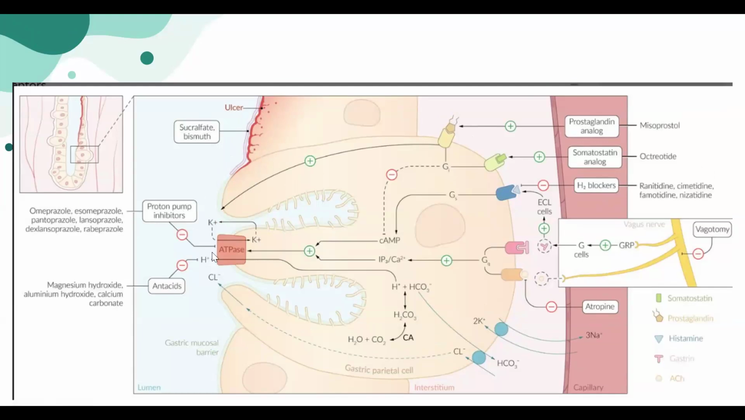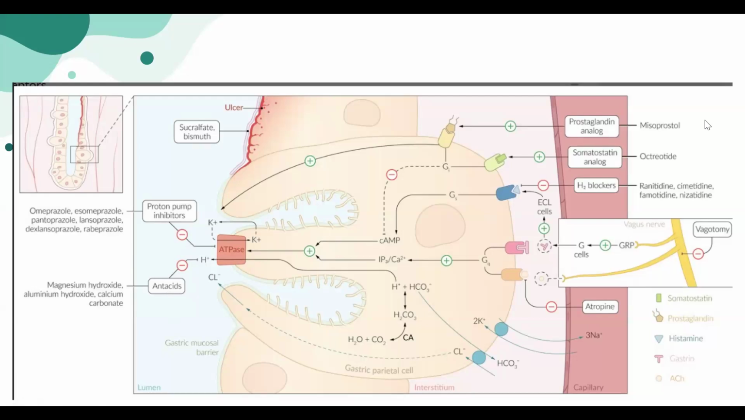Then we have the PPIs, which are known to inhibit the hydrogen potassium ATPase. These include all of your prazoles, and once the hydrogen potassium ATPase is inhibited, very few H plus ions are secreted into the stomach, which gives the ulcer time to heal. We also have antacids which neutralize the H plus, but antacids don't really do that great of a job. It's definitely not comparable to a PPI.